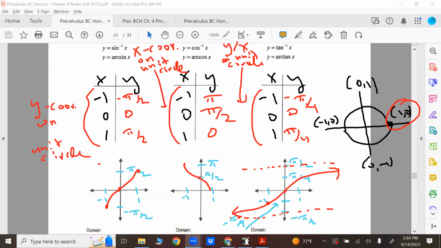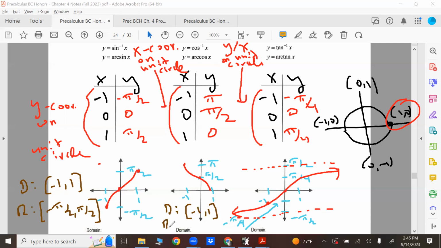Oh, domain. Let's see that as well. So domain's going to be negative 1 to 1, and of course, the range is negative pi over 2 to pi over 2. Same thing here. Domain's going to be negative 1 to 1, because that's the range for the original. The range is going to be 0 to pi over 2. Sorry, 0 to pi.